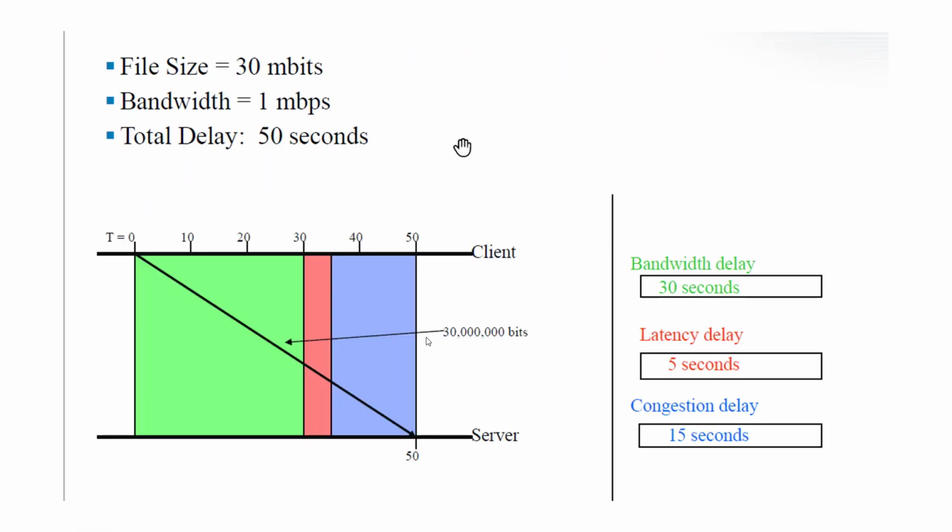So if we are using a simple example, here we have a file size of 30 megabits. The bandwidth is 1 megabit per second. And here we can see that it took 50 seconds to send the whole file.